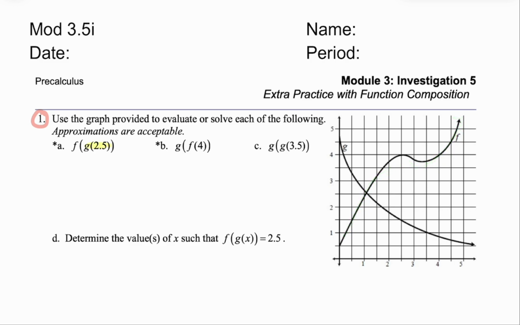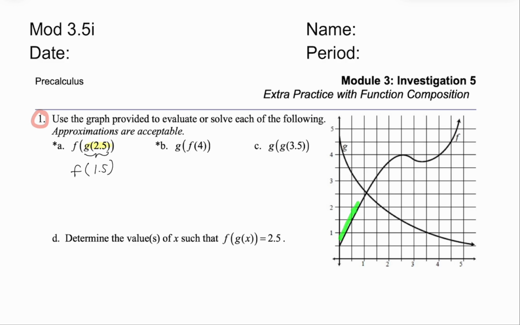So let's start with g of 2.5. Now we're going to go over to the graph and we're going to estimate what is the height on the g function when x is 2.5. So here's 2.5. Go up to the g function. It looks to me like we have hit a height of 1.5. So this now can be replaced with 1.5.